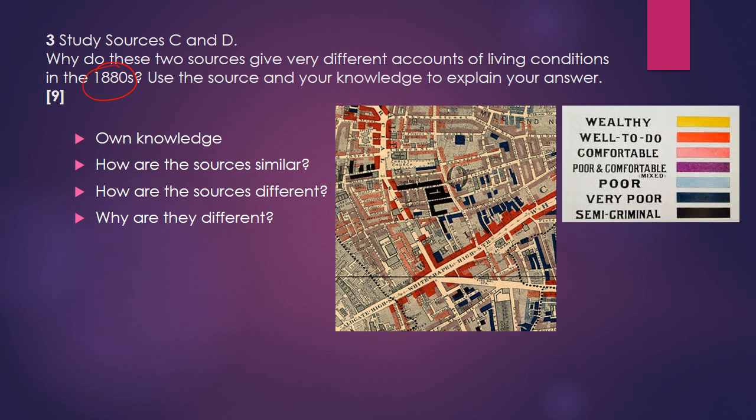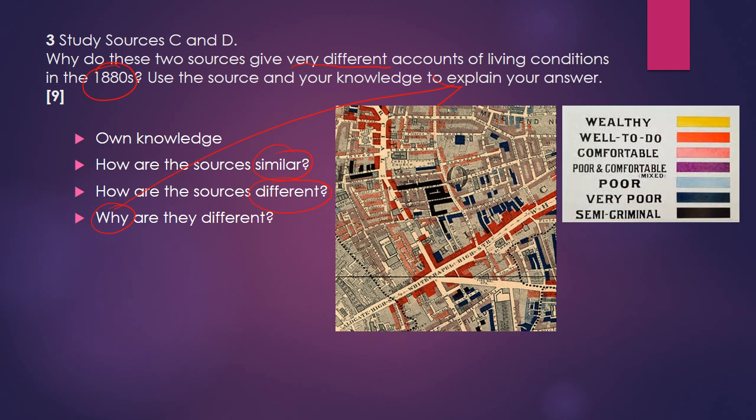Date there, that's important. They've also made the statement very different, which suggests that you have to say whether it is different or not different. To do this, really, you're using, again, own knowledge. That's why it's right at the top of the list there. Then I would suggest combining the sources and look at how they're similar, and then how the sources are different. So similar, different, and then again, why? Because that links to this bit here, explain your answer.